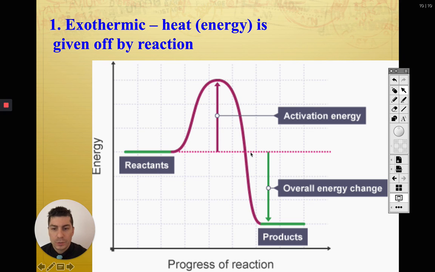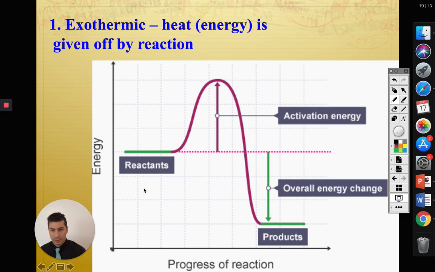Look at the difference between the graphs. In exothermic, if we were to draw a line between our reactants and our products, do you guys see how it goes downhill like that? That is exothermic. So our reactants are higher than our products.